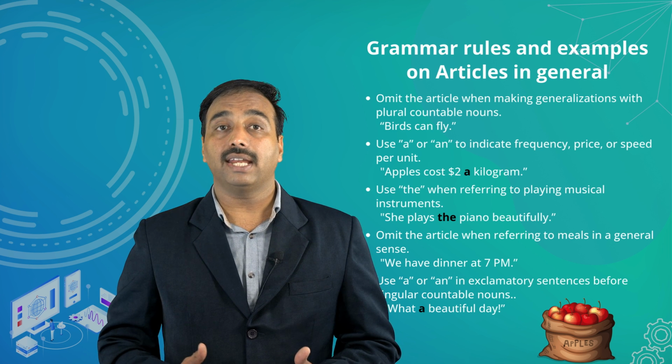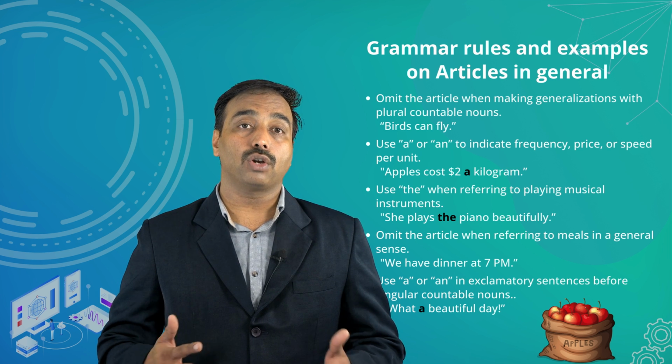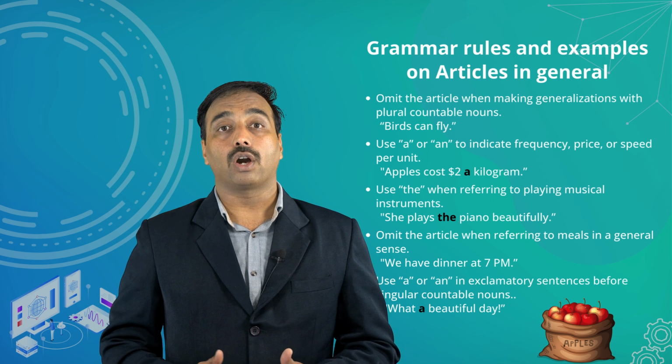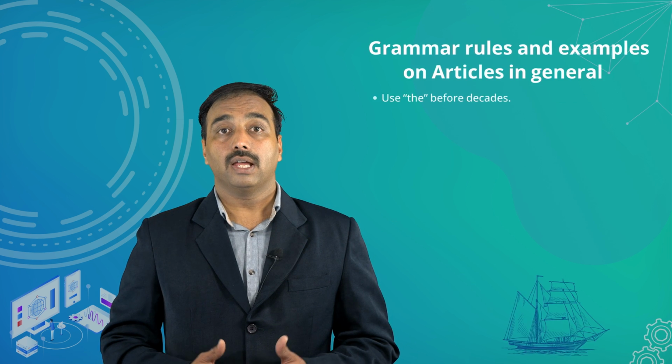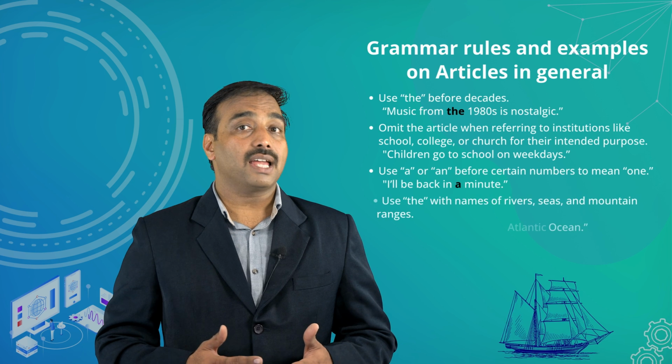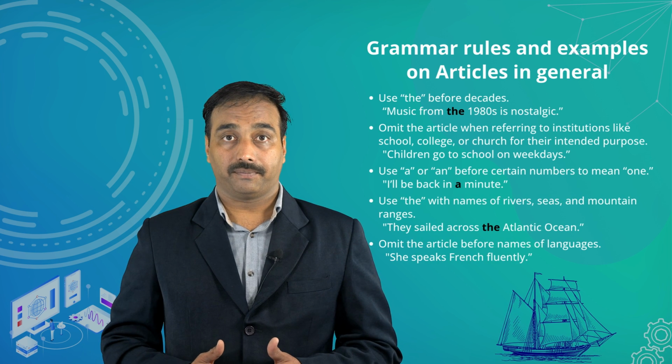Use a or an in exclamatory sentences before singular countable nouns. For example, what a beautiful day. Here, this emphasizes the singular noun day.